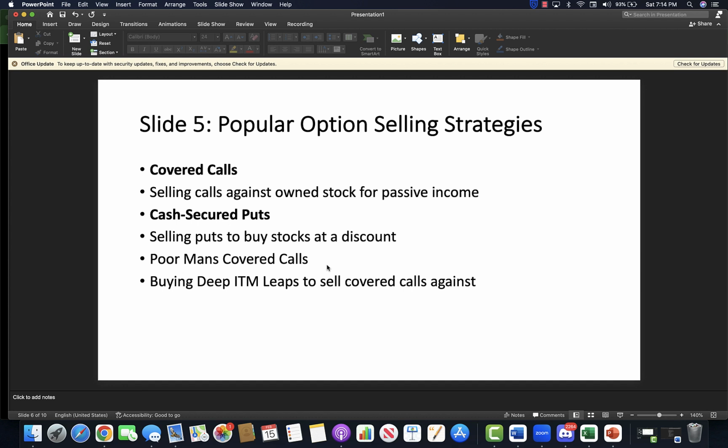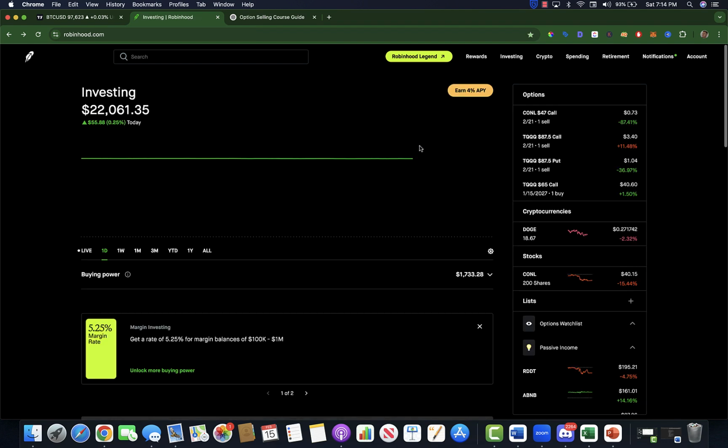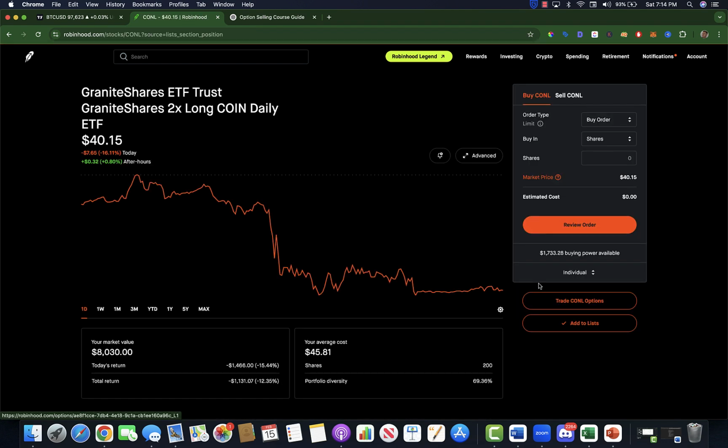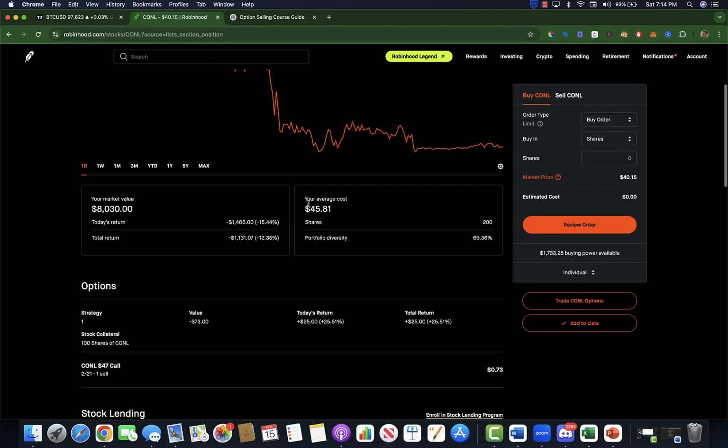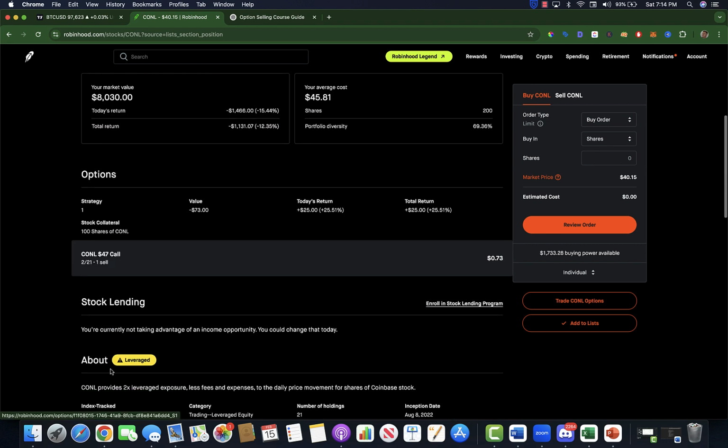So slide 5, potential popular option selling strategies. Now they did list more, but I'm going to stick to the ones that I'm doing, right? So covered calls, selling calls against own stock for passive income. So it's beautiful because we have covered calls open. So we'll talk more about ConL. So right now, again, we have these shares at 45.80. We sold a covered call at 47.